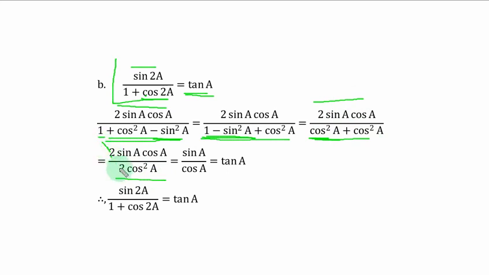2 cancel 2. From here, you can express this as cos a times cos a because of power 2, so that 1 will remove 1 from here. You are left with sine a over cos a, and this ratio is always equal to tangent, that is tan a. Therefore, the identity is true.